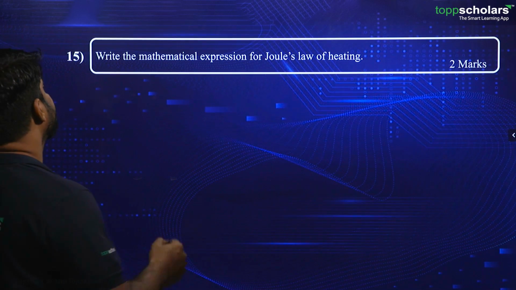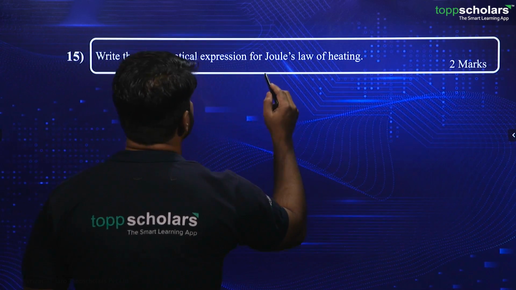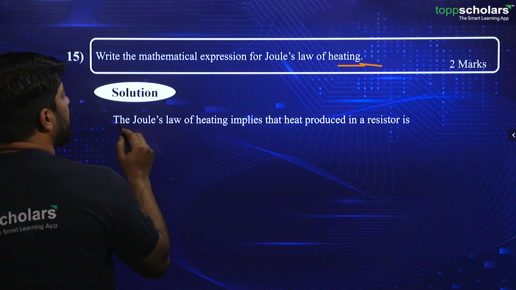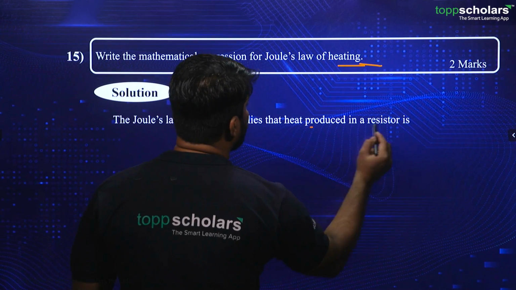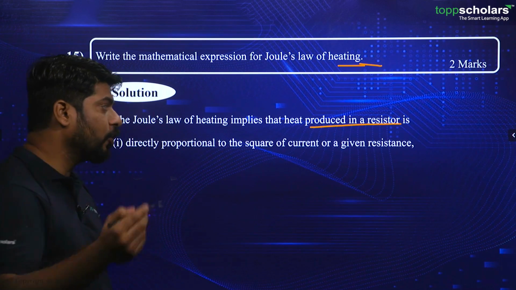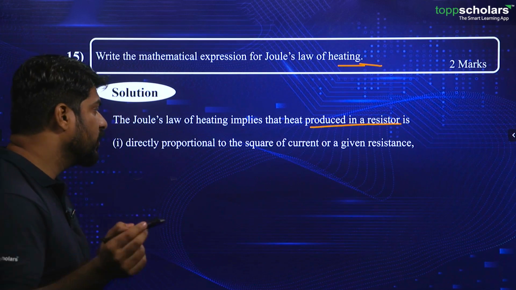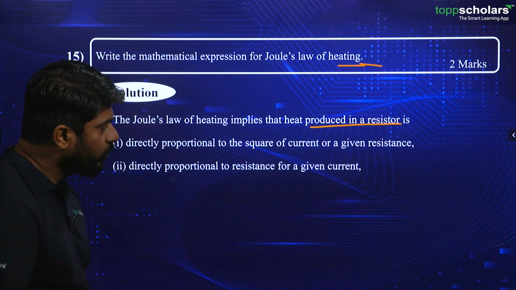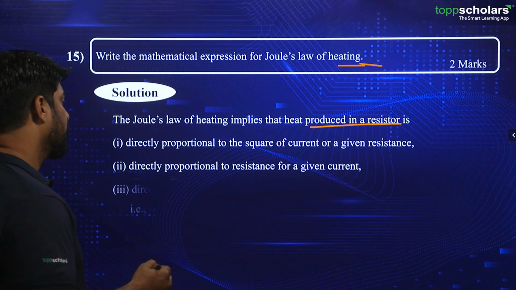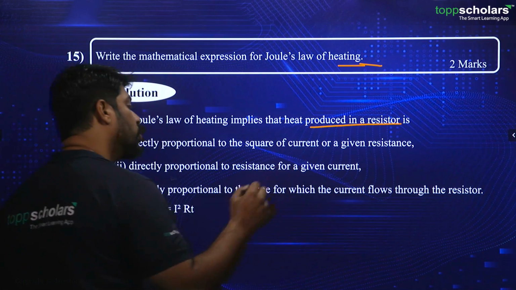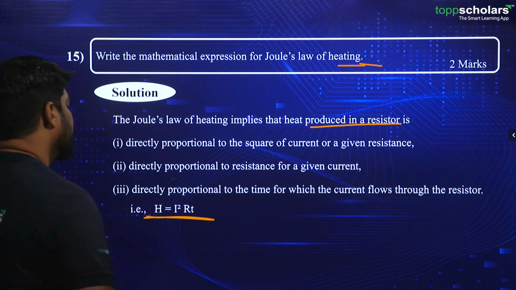Okay, next question is, write the mathematical expression for Joule's law of heating. Okay, so this is very simple. Joule's law of heating implies that heat produced in a resistor is directly proportional to the square of current for a given resistance, directly proportional to the resistance for a given current, and directly proportional to the time for which the current flows through the resistor. So this is the equation, I squared RT. This is the heat produced.